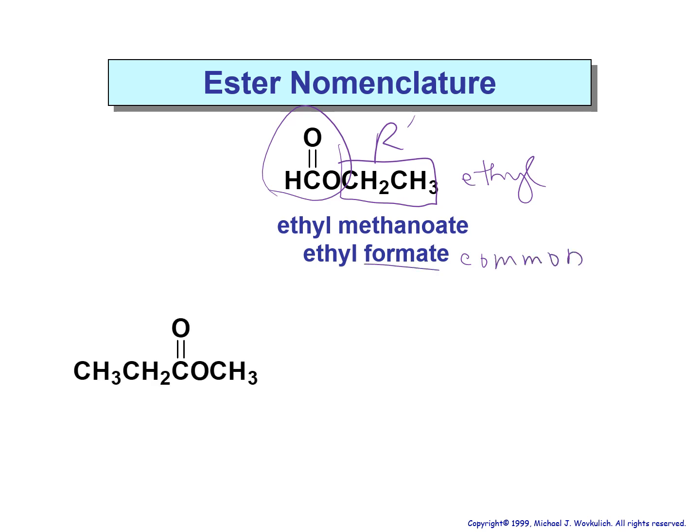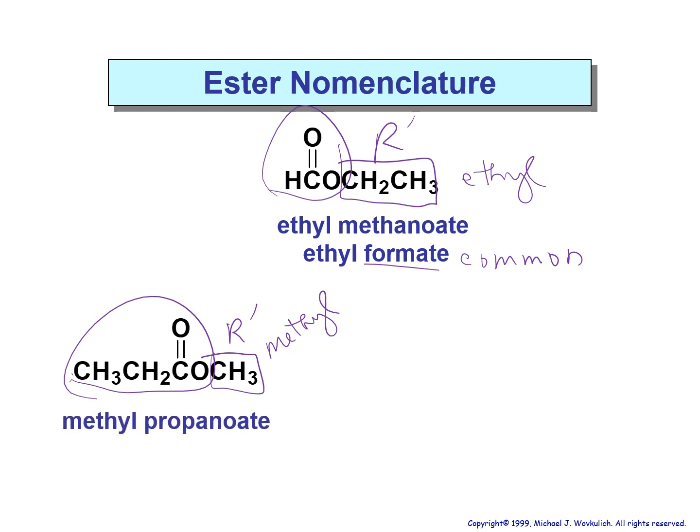All right, check it out. What is it? C double bond O, O R. Are you sure there's something there? You bet. R. This time our R is called a methyl. And then our, but oh wait, there's more. 1, 2, 3. Propanoate. Methyl propanoate.